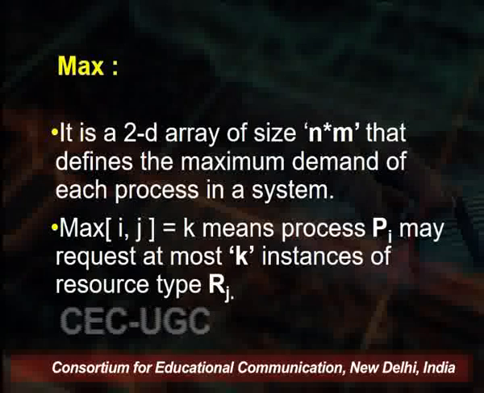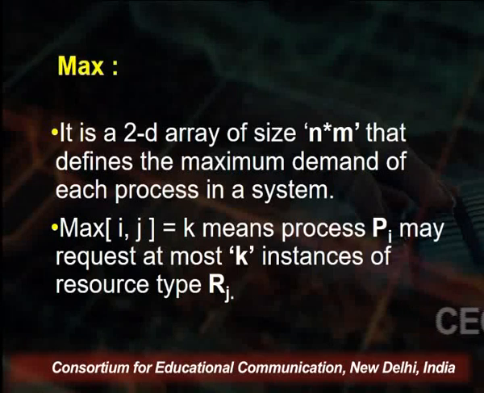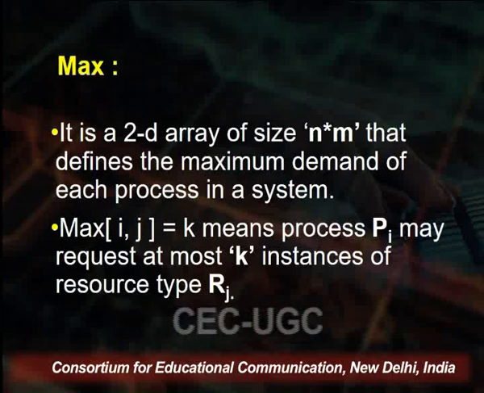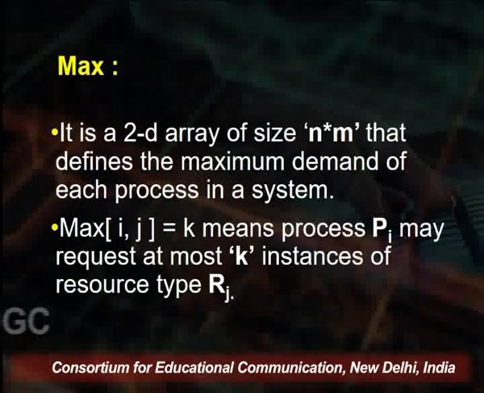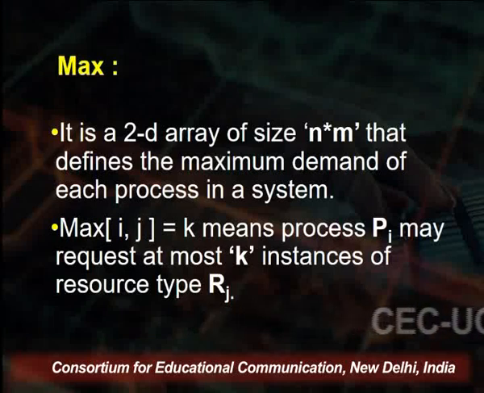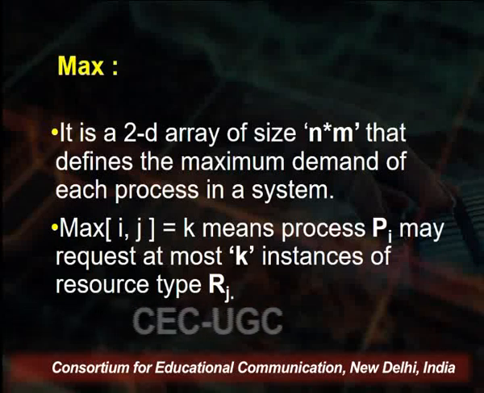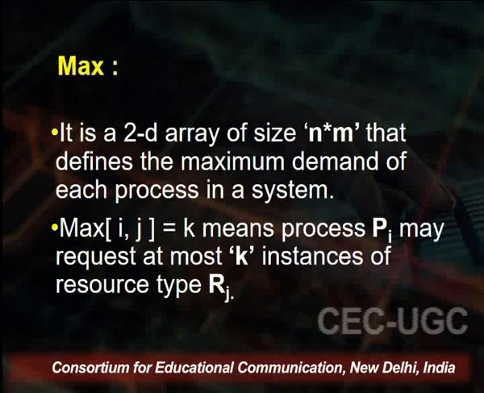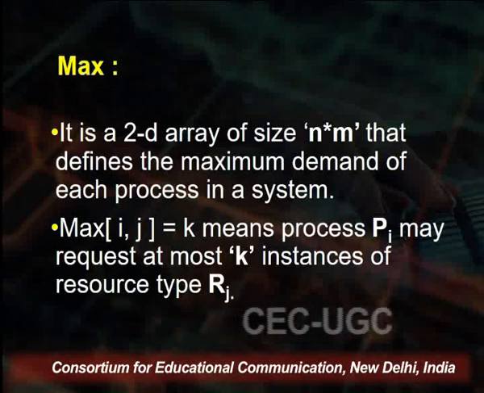Another data structure which is used here is Max. Now, this is also an array but of 2D size, n cross m, where m is the resource type and n is the number of processes, that I have already told you. Max is a 2D array of size n cross m that defines the maximum demand of each process in the system. Assuming Max[i][j] = k, that means process Pi may request at most k instances of the resource type Rj.